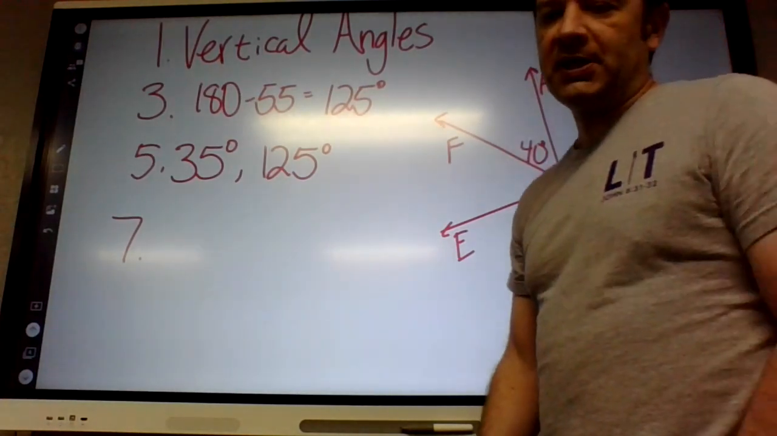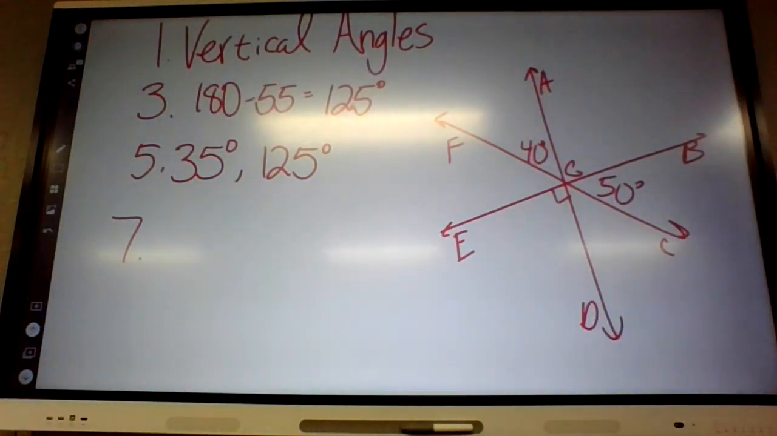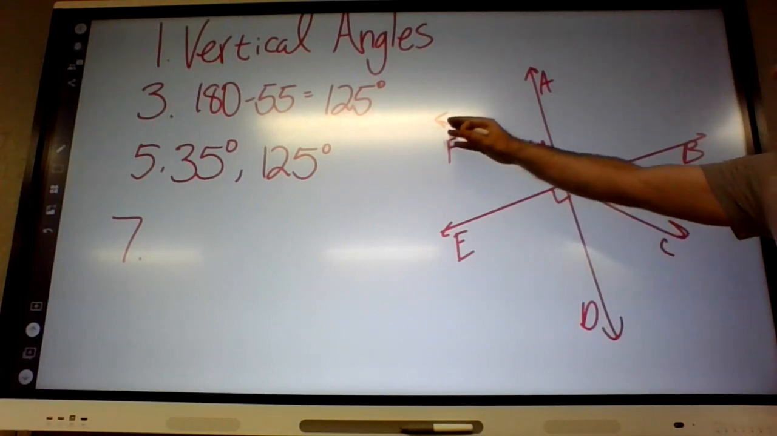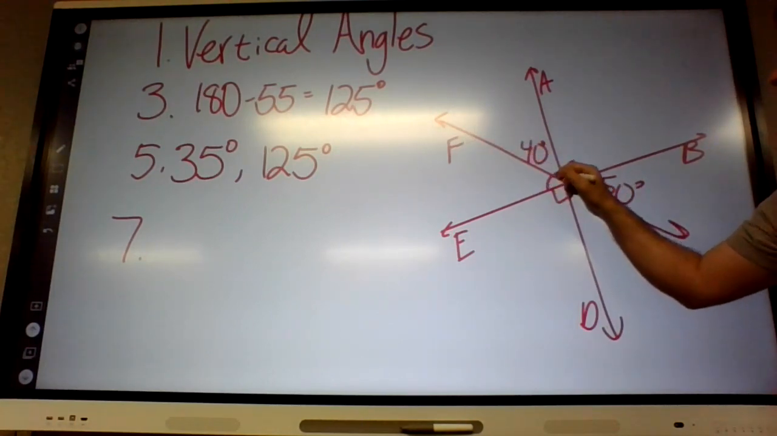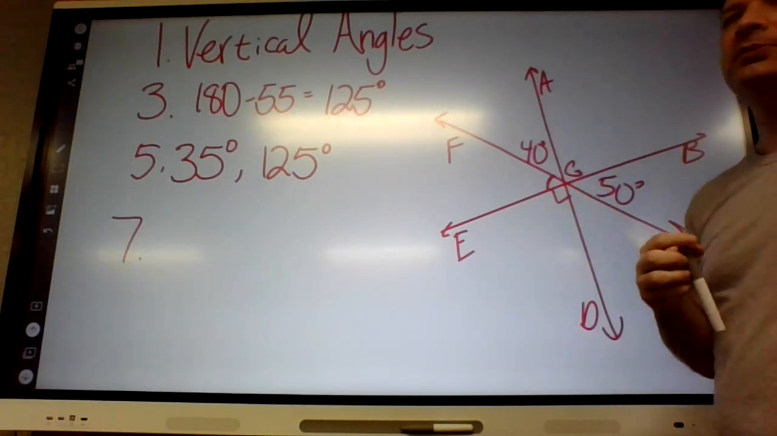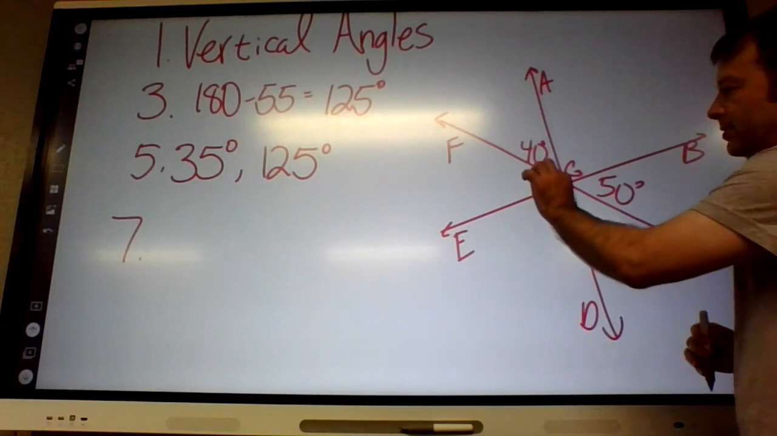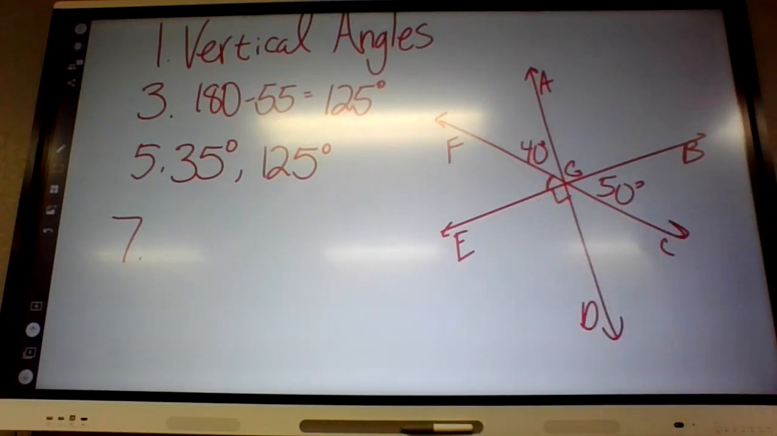Alright, so number 7 says name 2 angles that are supplements of FGE. Do you guys see angle FGE in the picture? It's right there. Okay, so what did supplement mean again? Supplementary angles? They add up to 180. So what angle together with this angle would add up to 180?